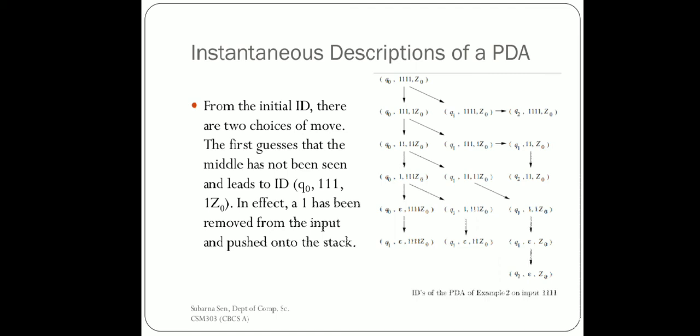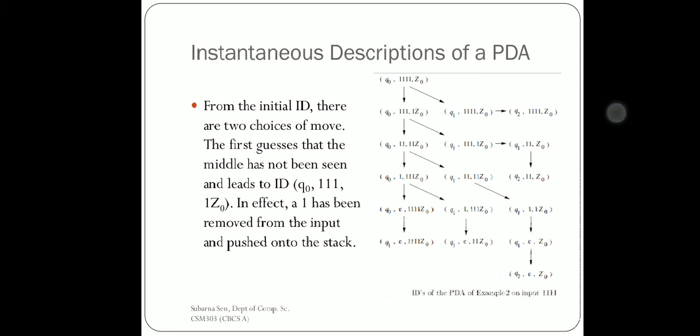So if the first ID, that is q0, 1111, Z0, is taken, and we guessed that we have not reached the middle of the string, what will be the output? We will push 1 inside the stack and 3 will remain, right? So q0, 111, and the new stack content is 1 Z0. Z0 was there, the initial part of the stack, and we have pushed 1 above Z0. Done. In effect, a 1 has been removed from the input and pushed onto the stack.